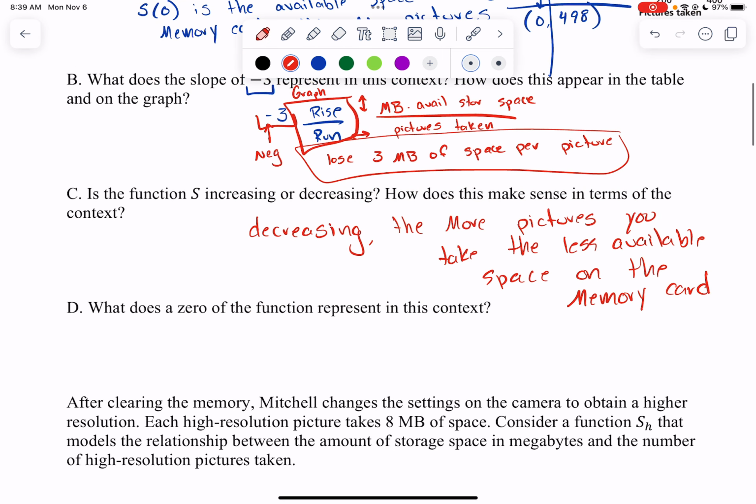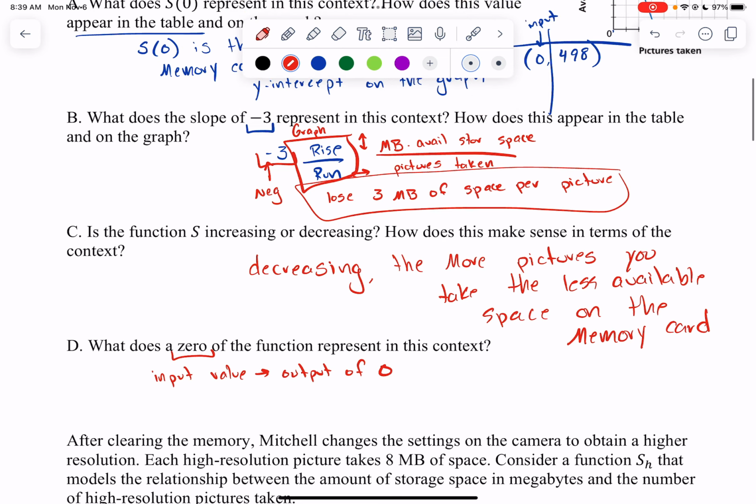What does a 0 of the function represent in this context? Again, remember, a 0 is an input value that makes an output value of 0. So I want an input value. So input, again, was the number of pictures. The output is the available memory. So if I want the available memory to be 0, basically the 0 of this function represents the maximum number of, or the number of pictures.